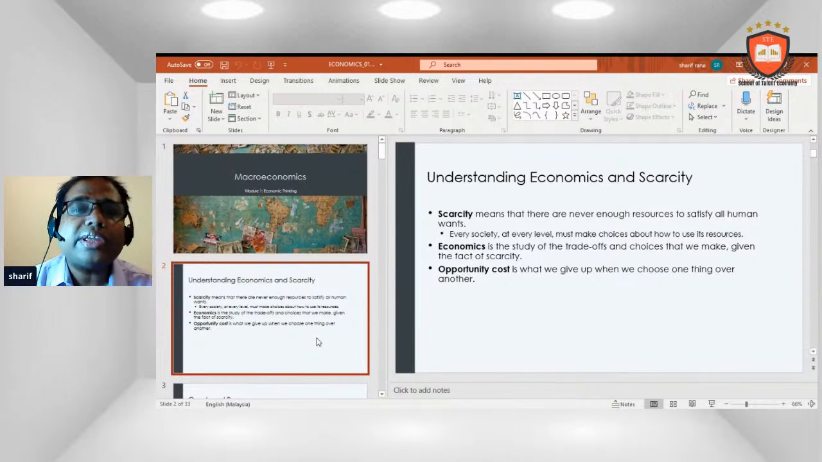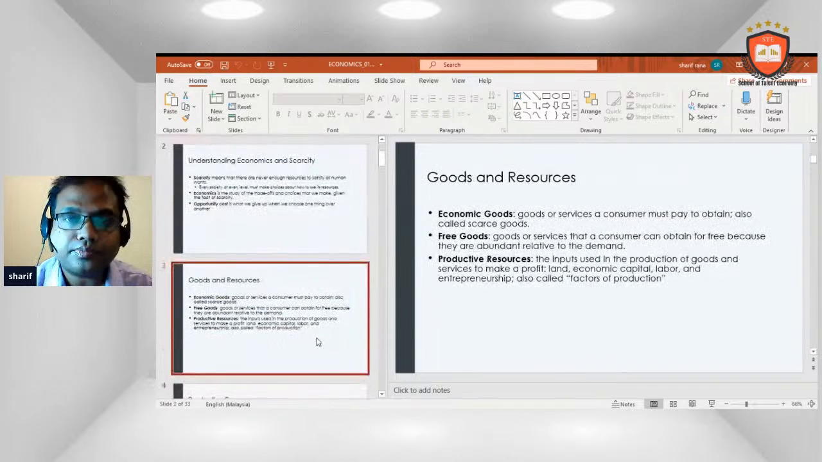Cost is what we give up when we choose one thing over another. Goods and resources. Economic goods and resources are those a consumer must pay to obtain, also called scarce goods. Free goods or resources are those that a consumer can obtain for free because they are abundant relative to the demand.